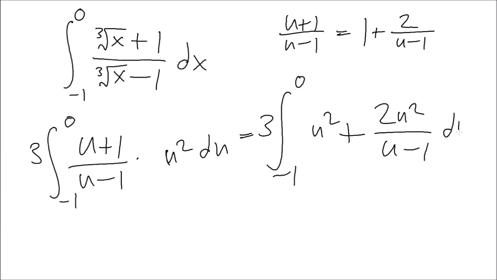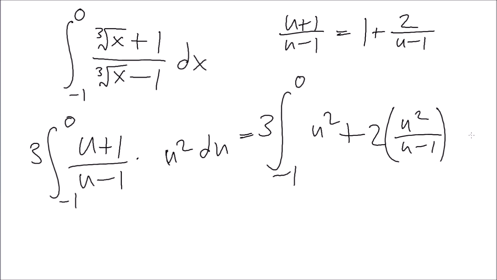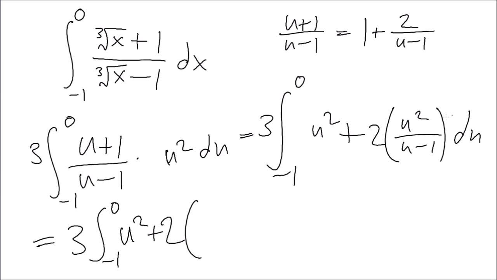But now what? Again, don't let this 2 fool you. This 2 could just be right here, and then you have u squared over u minus 1. This is just polynomial division. So now we have negative 1, 0, this is u squared, don't bother, and then 2. Again, you could just do negative 1 plus 1. This is just polynomial division. So we'll get u plus 1 plus 1 over u minus 1 du.